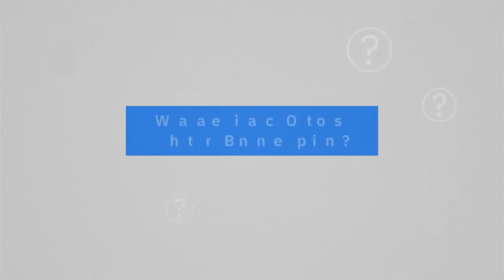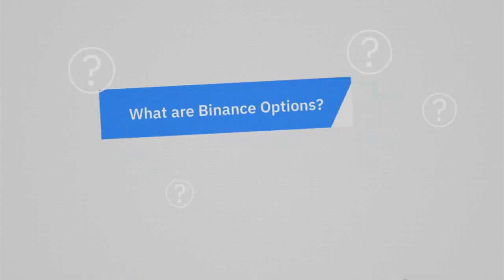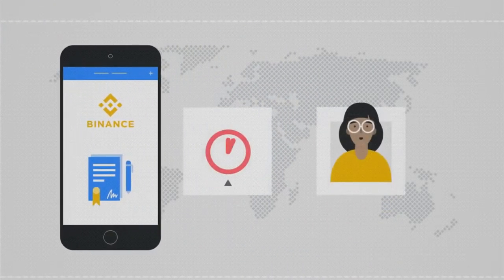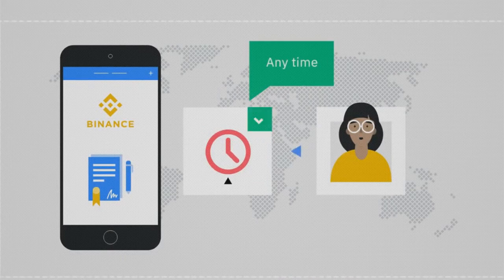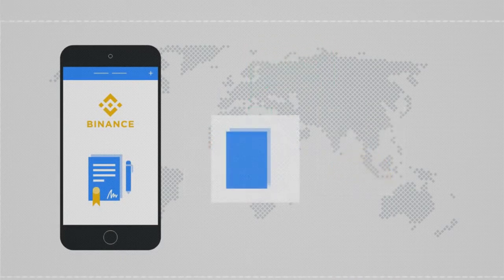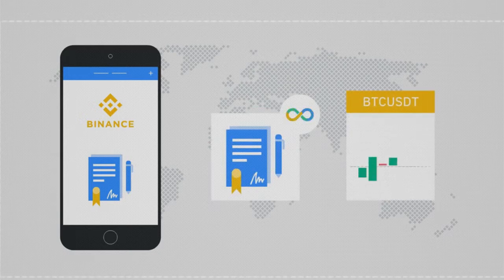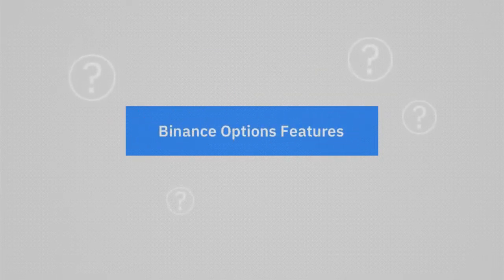What are Binance options? Binance options are an American-style option where users can execute the contract any time before the expiry date. It tracks only one underlying asset, which is the Binance Futures BTC USDT perpetual contract. What are the key features of Binance options?